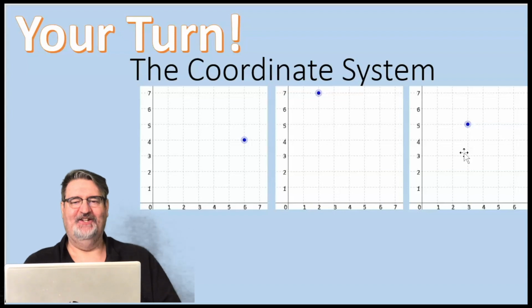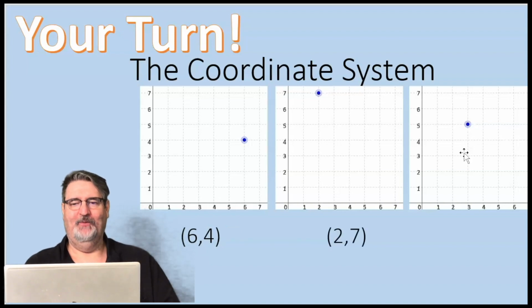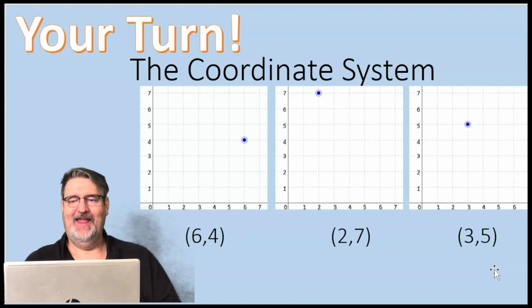All right, let's check out how you did on the first one. So when we see the first one there, we went over, yes, we went over 6, and then we went up 4. So the ordered pair is 6, 4. Let's take a look at the second one. We went over 2, and then we went up 7. So the ordered pair is 2, 7. On the third one, on the x-axis, we went over to the 3, and then we go up on the y-axis up to the 5, and that one is 3, 5 for the ordered pair.